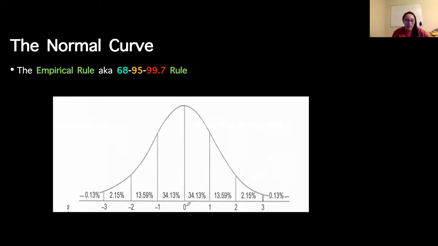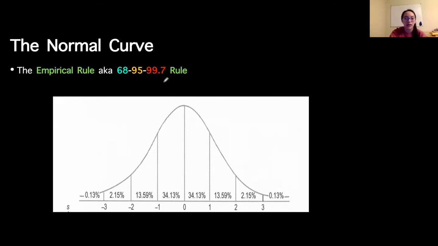And then going away from the mean, we have +1, +2, and +3 standard deviations from the mean. Go in the other direction, we have -1, -2, -3 standard deviations from the mean. What the 68, 95, 99.7, where these numbers come from, are what percentages lie within plus or minus 1, plus or minus 2, and plus or minus 3 standard deviations.